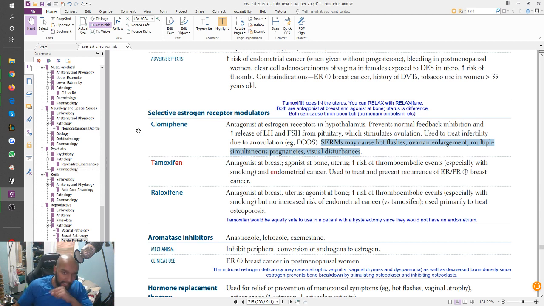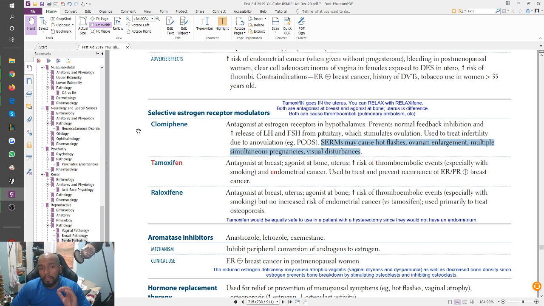Tamoxifen is an antagonist at the breast and an agonist at the bone, as well as the uterus. All right, so that's the problem. Being an agonist at bone is okay. An agonist at the uterus, though, makes it have this risk of endometrial cancer. So you use this to treat and prevent recurrence of estrogen receptor and progesterone receptor positive breast cancer.